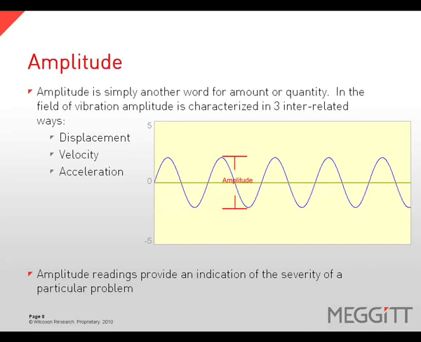Amplitude is simply another word for amount or quantity. In the field of vibration, amplitude is characterized in three interrelated ways: displacement, velocity, or acceleration. The amplitude readings provide an indication of severity for a particular problem.